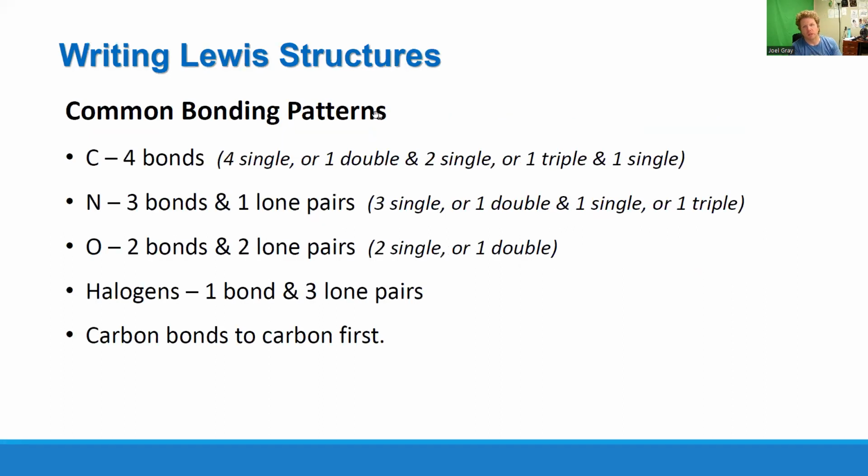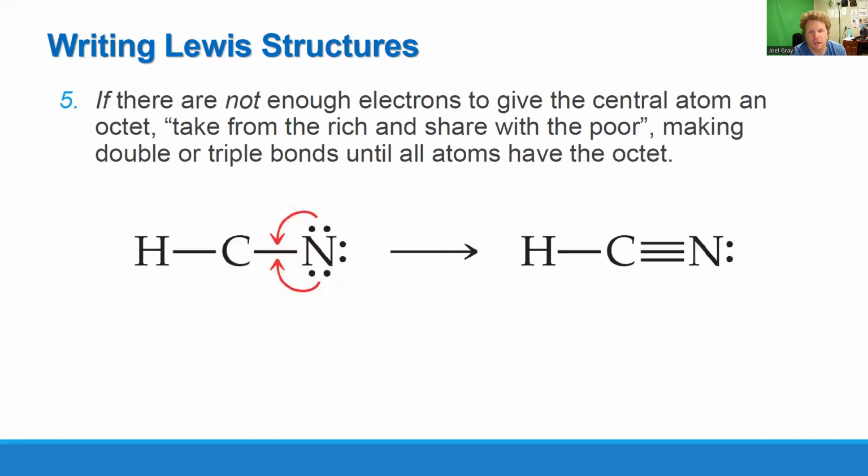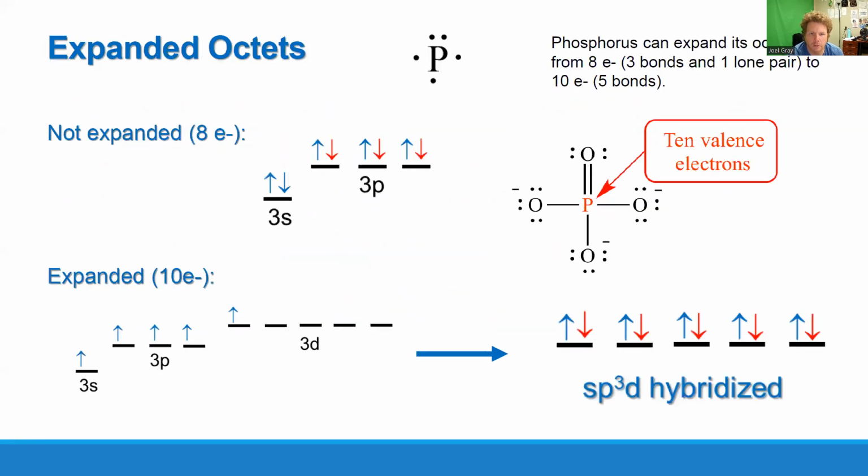So carbon generally is going to have 4 bonds off of it. It's going to either have 4 single bonds, 1 double and 2 singles, or 1 triple and 1 single. We see that with HCN. Carbon here has 4 bonds coming off of it in the form of 1 single bond and 1 single bond and 1 triple bond, amounting to a total of 4 bonds.